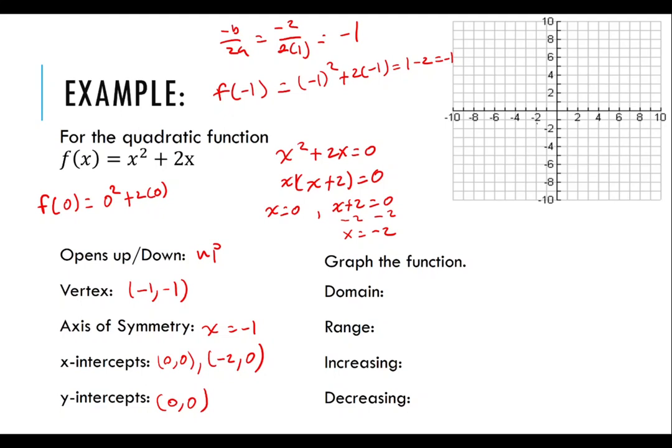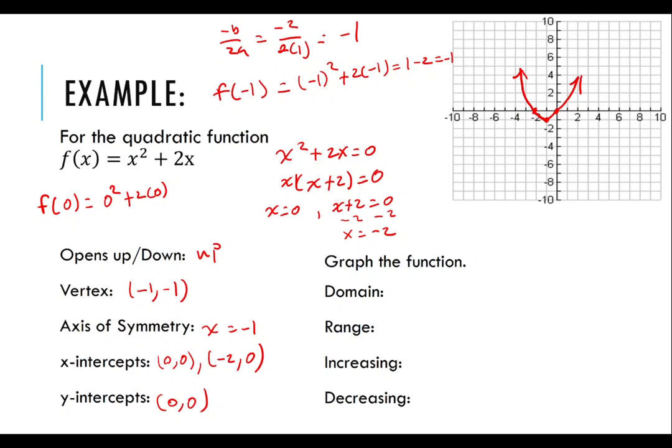So we know that the vertex is (-1, -1), and we know that the x-intercepts are (0, 0) and (-2, 0). And then I can plot this and it looks like this. Pretty close. Be careful, this is not sharp at the bottom, it is curved. The only sharp functions that we're going to deal with are the absolute value function.